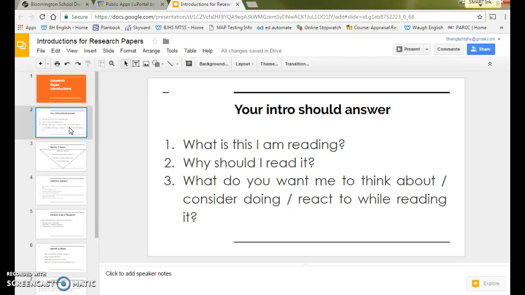So what should your introduction do? It explains to your reader why they are reading this. What is the point of them picking up this piece of paper or reading a document on the computer? It tells them why they should read it. It also tells them some things they should consider when they're starting to read it. It helps them react to the paper.